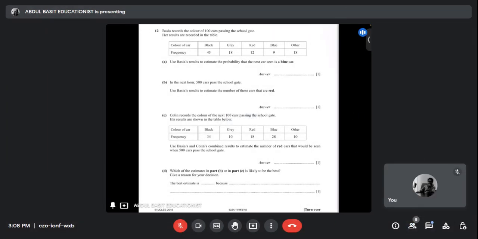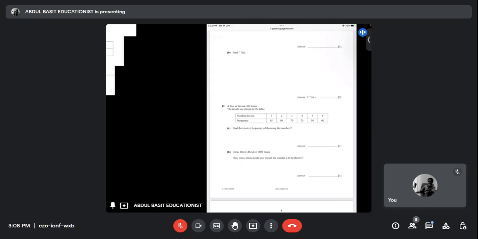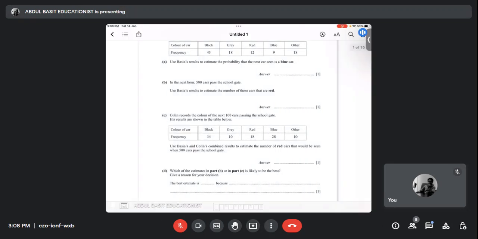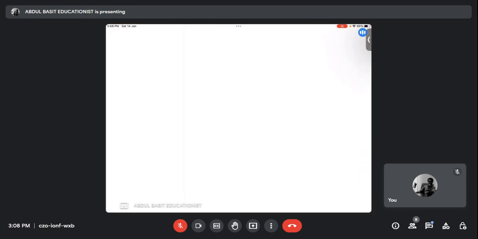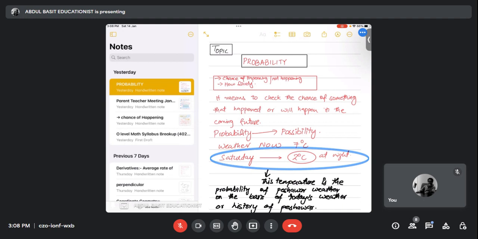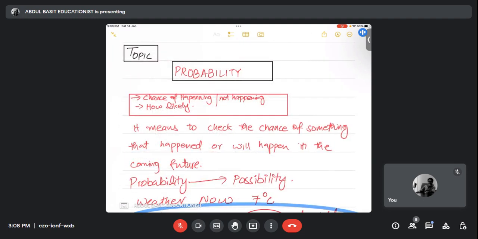Okay, everybody. In today's lesson, we'll be starting the past paper questions on probability. Yesterday, we studied what probability is. As a very quick recap, probability is the chance of happening or not happening, how likely something is. It means checking the chance of something that happened or will happen in the coming future.